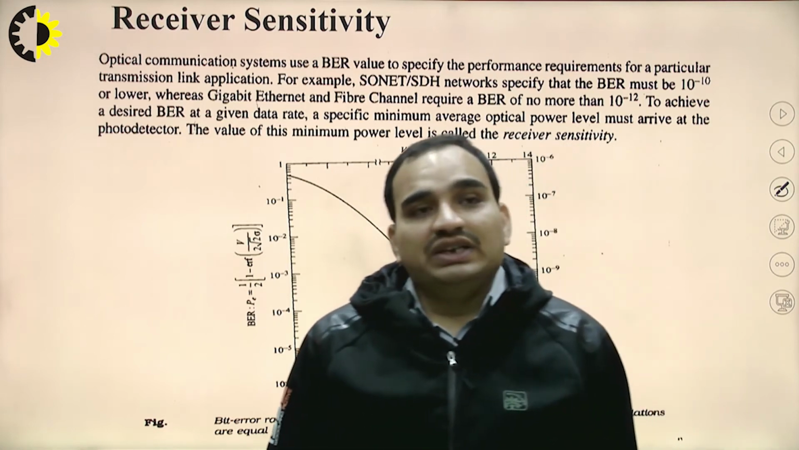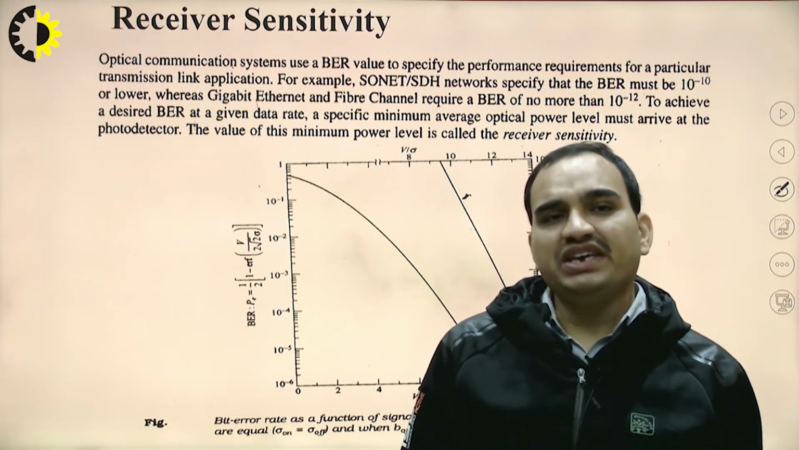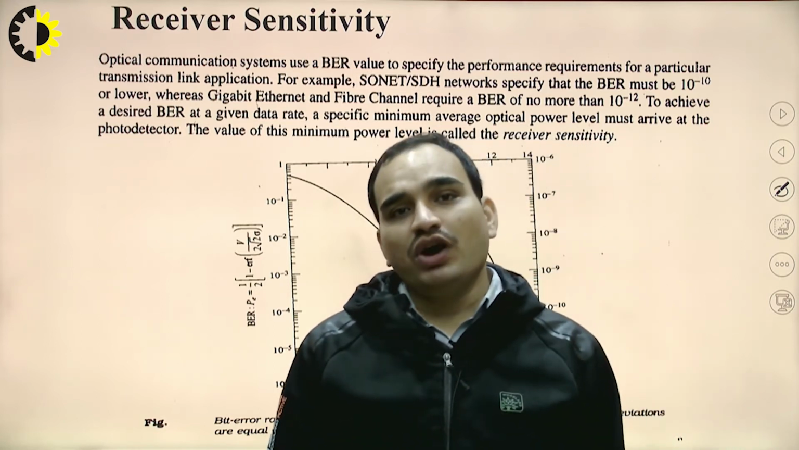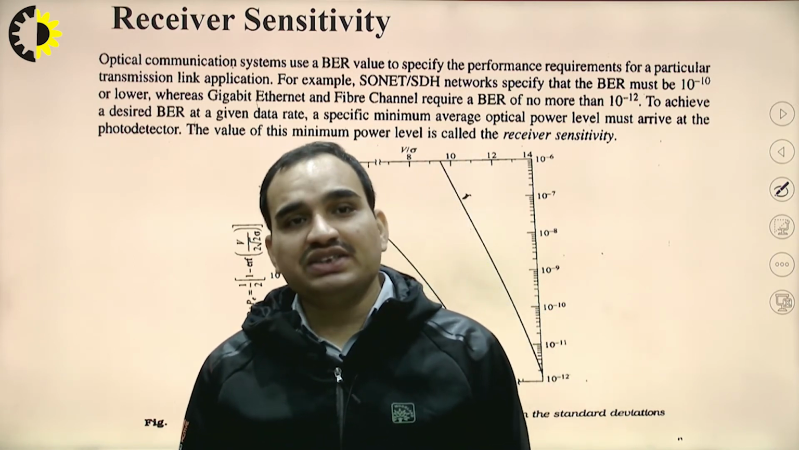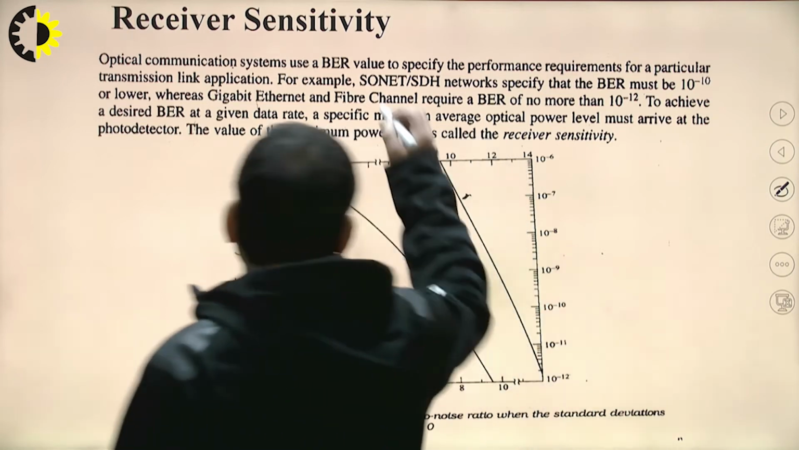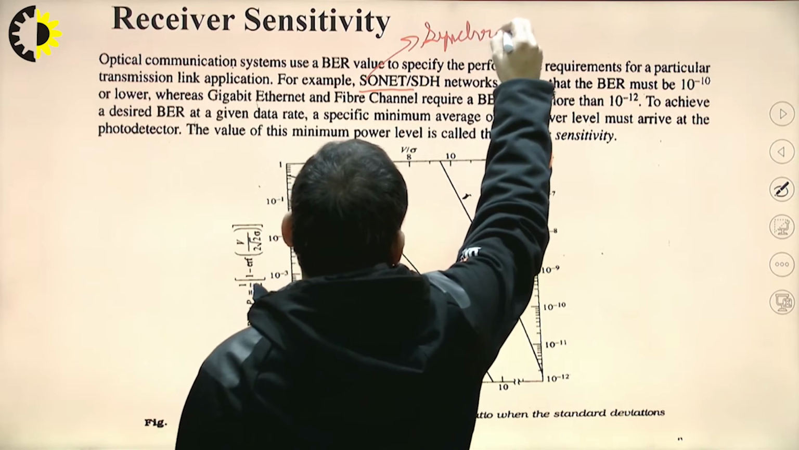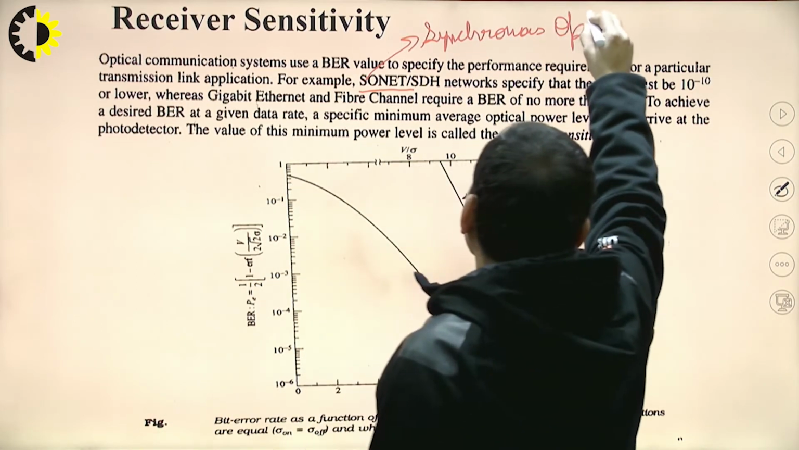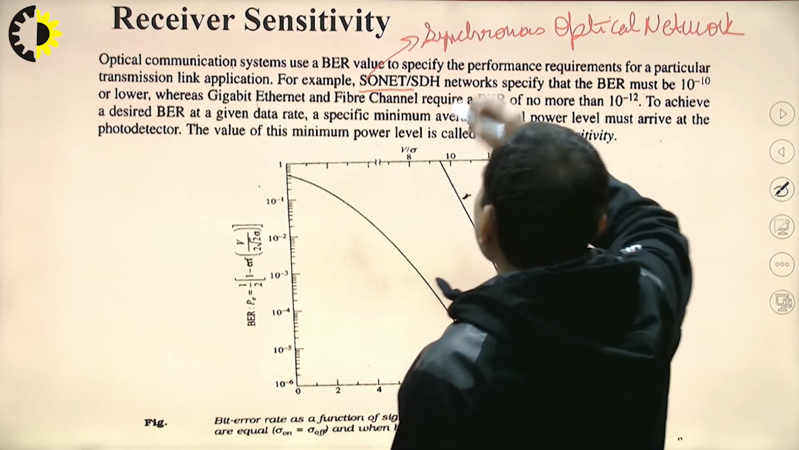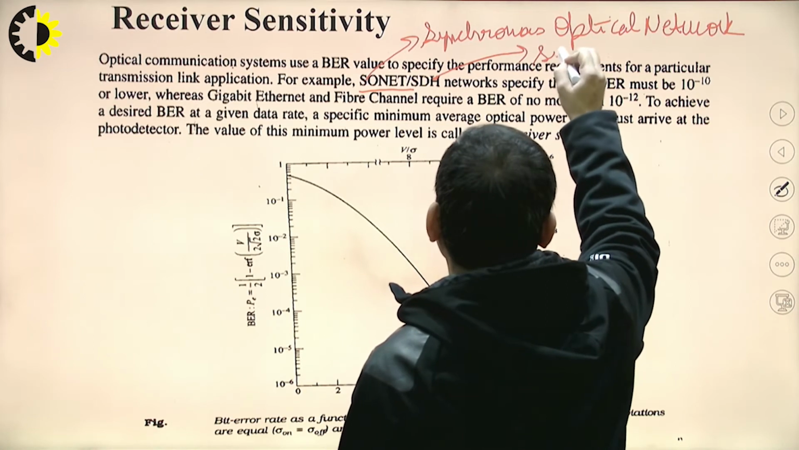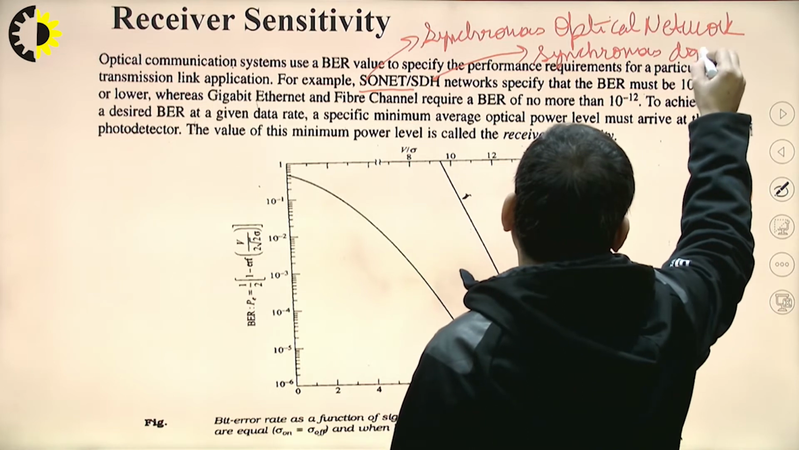So next topic is the receiver sensitivity. Optical communication systems use a BER value to specify the performance requirements for a particular transmission link application. So for example, we have SONET. SONET stands for synchronous optical network, whereas SDH stands for synchronous digital hierarchy.